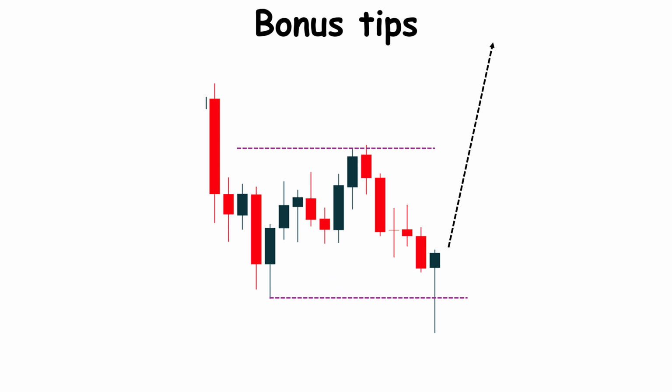Here are a few bonus tips before we wrap up. Sometimes price will move aggressively without trading above or below the close of the candlestick. So always be aware of that.